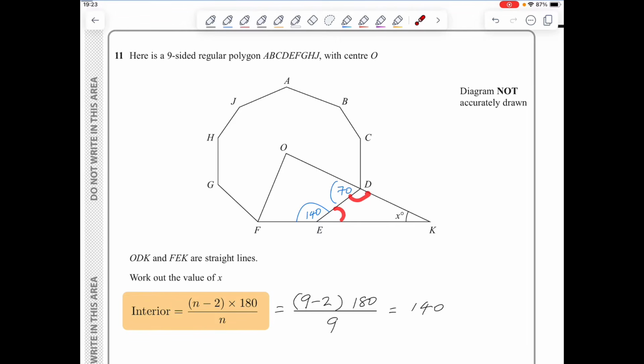Now for both of those, I have angles on a straight line adding up to 180 degrees. So for this angle here, I have 180 minus 140. This is equal to 40 degrees. And similarly for the one above, I have 110 degrees. And finally, I can find X by using the fact that the sum of angles in a triangle is equal to 180 degrees. Now I'm going to write all my workings down so it is clear and I get my method marks.